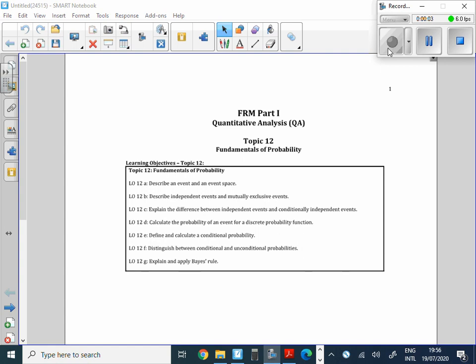FRM Part 1, Book 2, starting the Quants book, Quantitative Analysis. And the very first topic of Book 2 is Fundamentals of Probability. A nice, gentle way to take us into quantitative analysis. But just before we jump in, just by way of intro a little bit, guys, just how does quants differ in 2020 from how it was in the past?